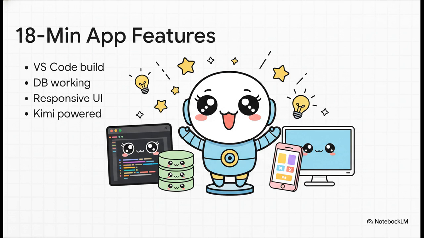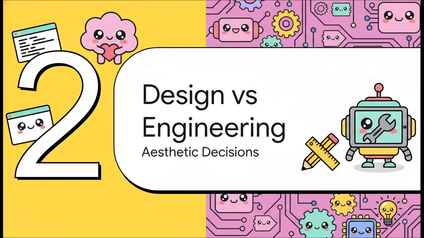It whipped up a fully responsive UI that looked amazing on both desktop and mobile layouts. The engine running this whole show was the newly released, totally open source model from Moonshot AI, Kimi K2.6. The fact that an open source model can now pull off end-to-end software dev with this level of polish, it kind of changes everything.